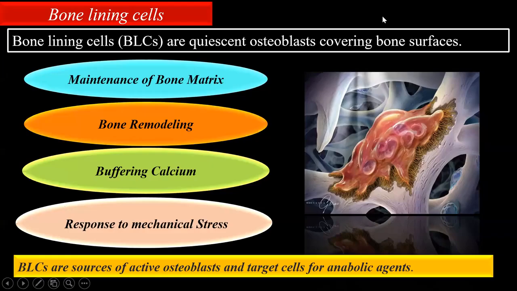And what are bone lining cells? Bone lining cells are inactive osteoblasts, or quiescent osteoblasts, covering the bone surface. You can see them lining the outermost portion of the bone. They have important functions: they maintain the bone matrix, they have a pivotal role in bone remodeling, they buffer the calcium, and they also respond to mechanical stress. Researchers say that they are the sources of active osteoblasts, and they are target cells for anabolic agents in bone therapeutic research.